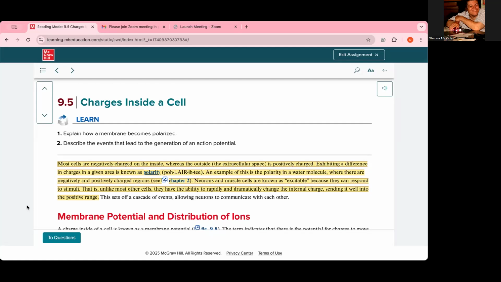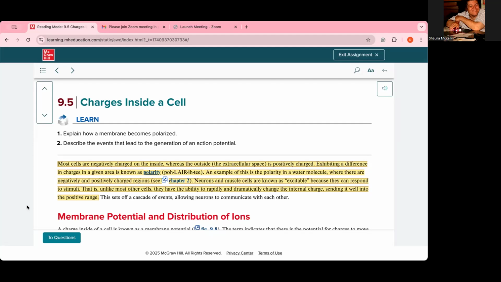So the inside has a negative charge, the outside has a positive charge, and the difference is polarity. An example of this is the polarity in a water molecule, where there are negatively and positively charged regions. See chapter 2. Neurons and muscle cells are known as excitable because they can respond to stimuli.